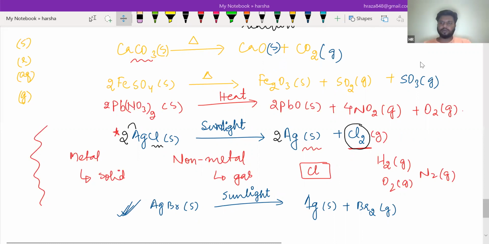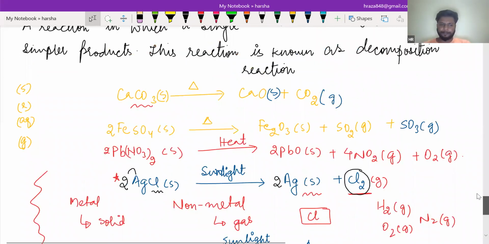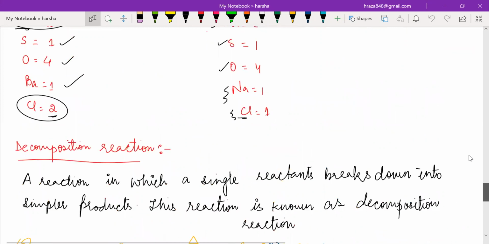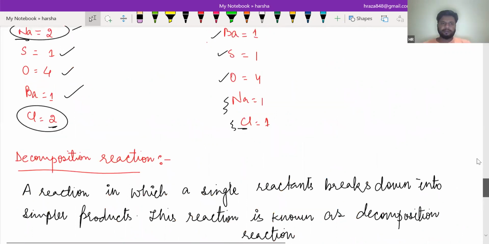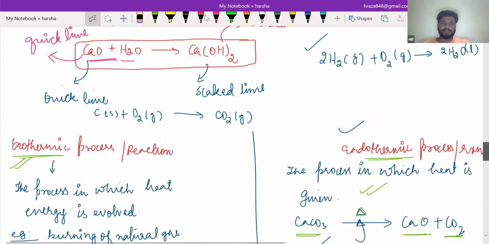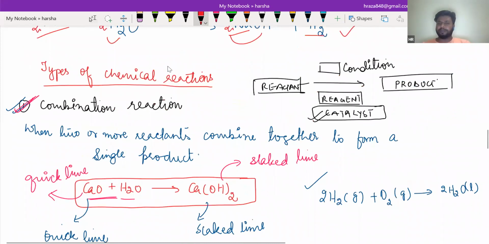So today we are going to resume the chapter Chemical Reactions and Equations, and up to decomposition reaction we covered, right? Yes, sir. So I am going to revise some of the topics from this chapter. You can see types of chemical reaction. The first one is combination reaction. That means when two or more reactants combine to form a single product, that is called combination reaction.